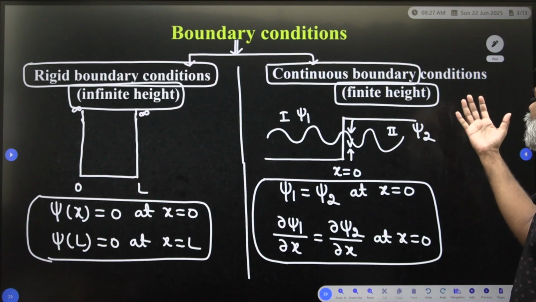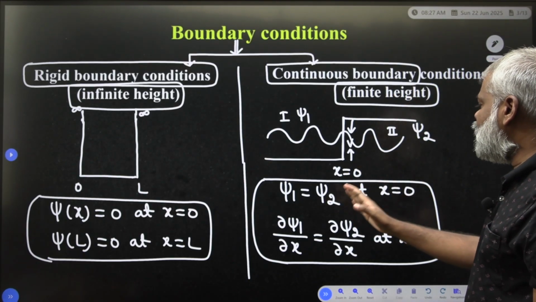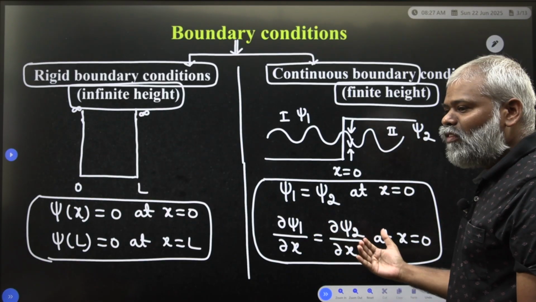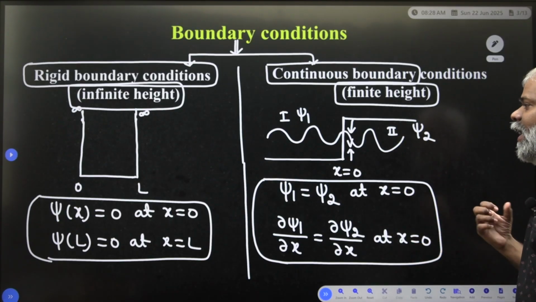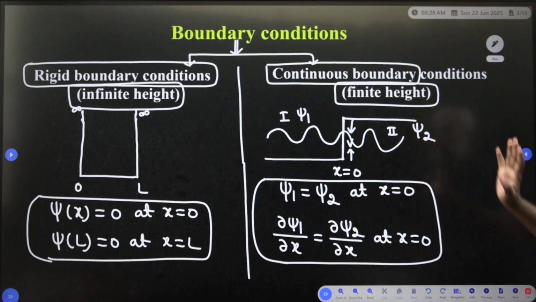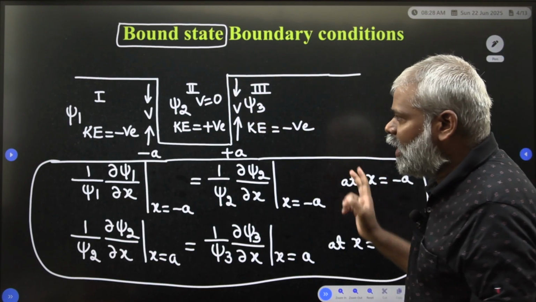Here, for the continuous boundary condition for a finite height, psi 1 is equal to psi 2 at x is equal to 0, and dou psi 1 by dou x is equal to dou psi 2 by dou x at x is equal to 0. This is very important; this is the continuous boundary condition. Now, you are able to take the bound state boundary condition.